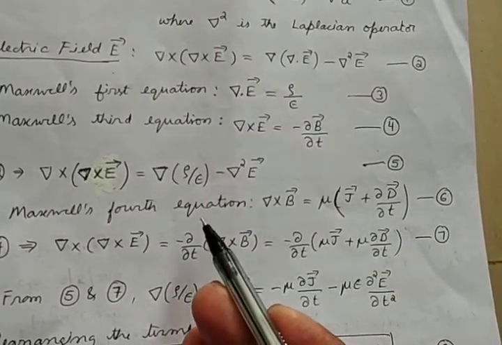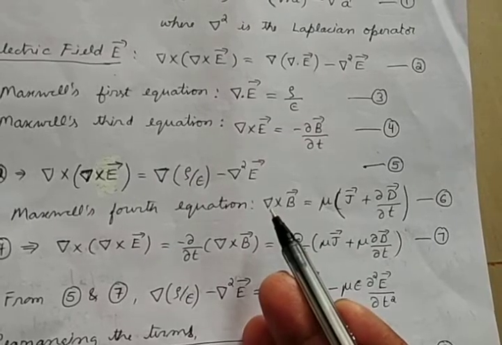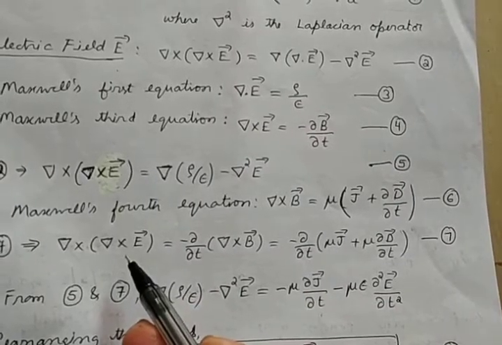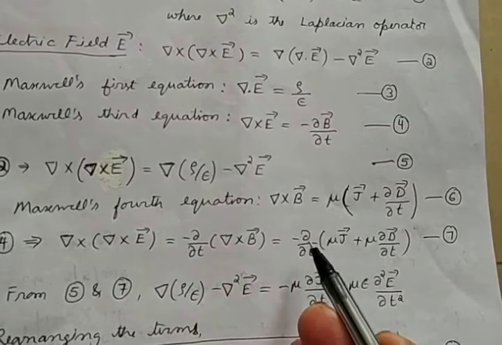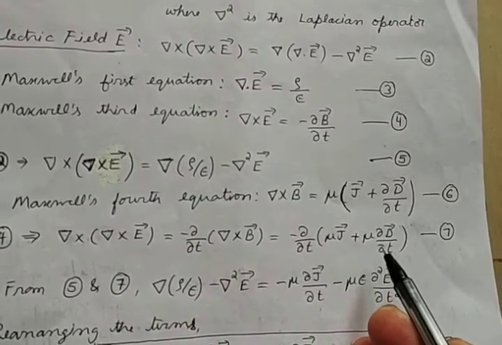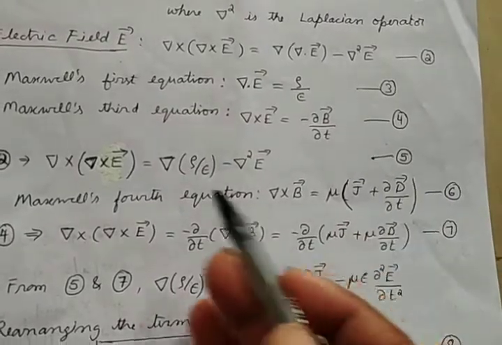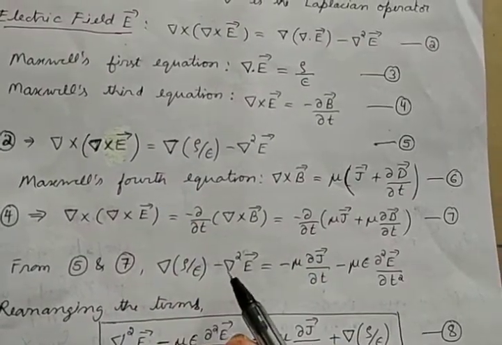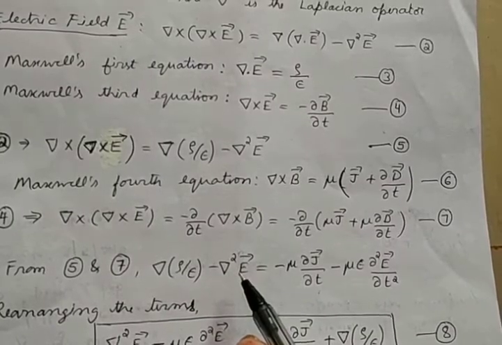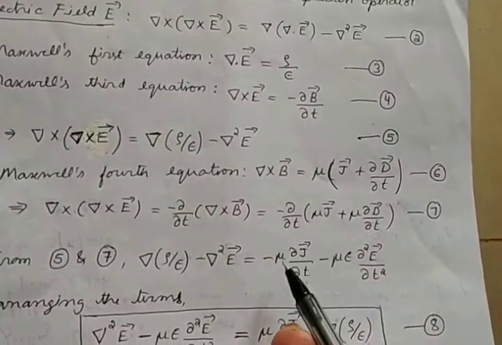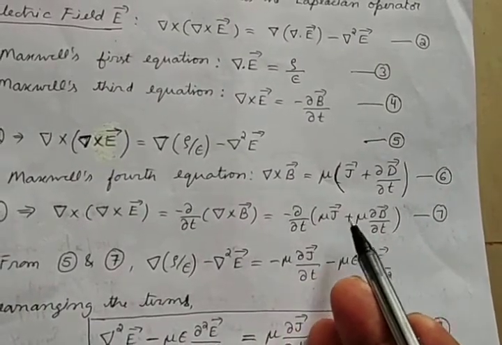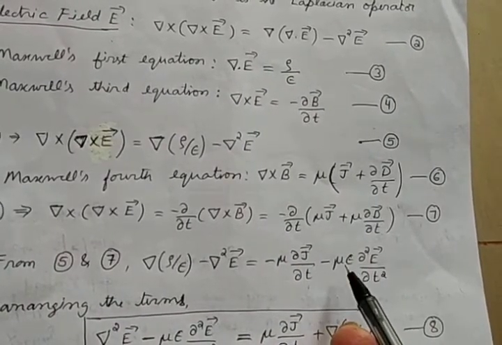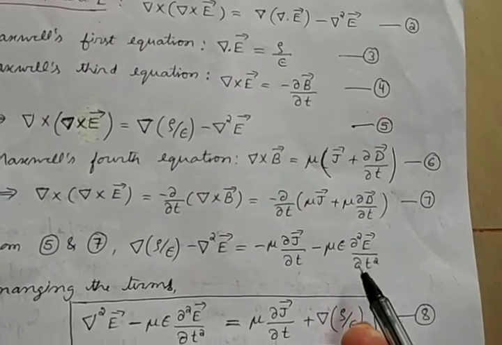Now using Maxwell's fourth equation in Maxwell's third equation, we have got it here, that is the curl of the curl of E bar is equal to minus dou by dou T of mu J bar plus mu dou D bar by dou T. Now combining equations 5 and 7, we can write the gradient of rho by epsilon minus del square E bar is equal to minus dou by dou T, or you can take mu common outside, so that means minus mu dou J bar by dou T minus mu epsilon dou square E bar by dou T square.